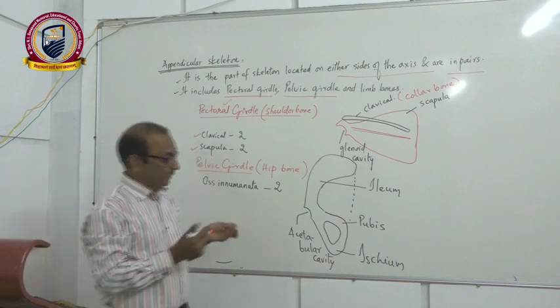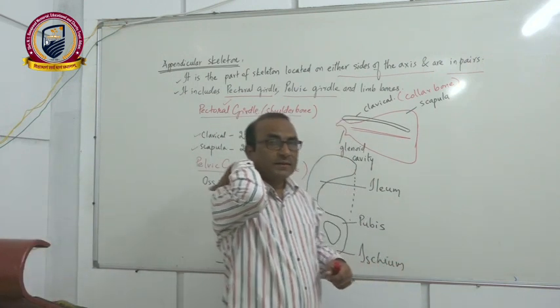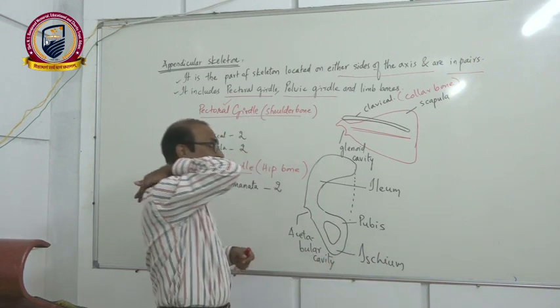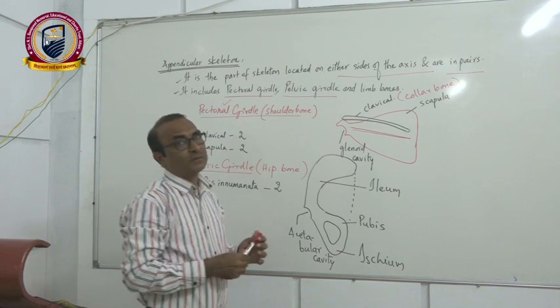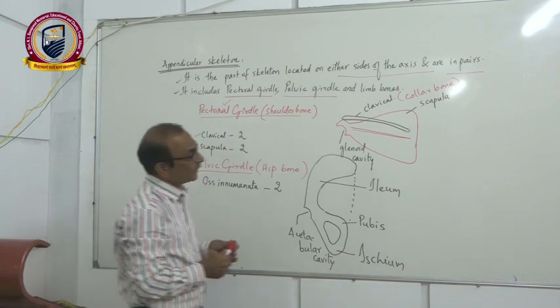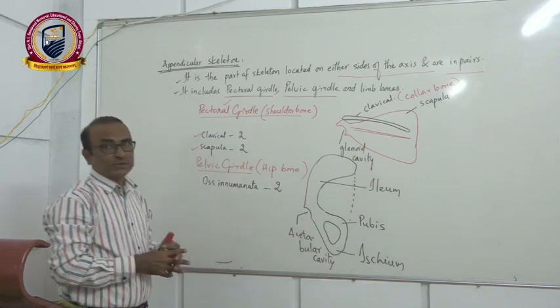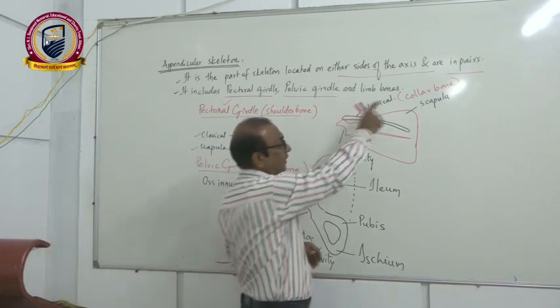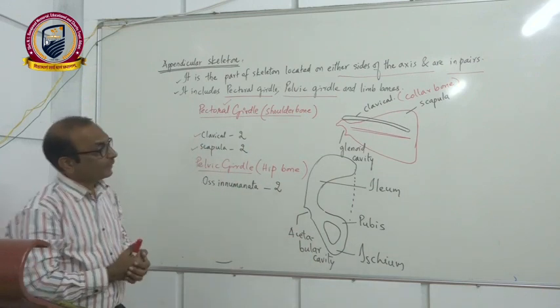Then scapula. Scapula is located on the back side, back of our shoulder, and that gives attachment surface for the attachment of the back muscles. So that is called the scapula, which is a flat plate-like structure, more or less triangular in shape. Okay, so two scapulae we have.